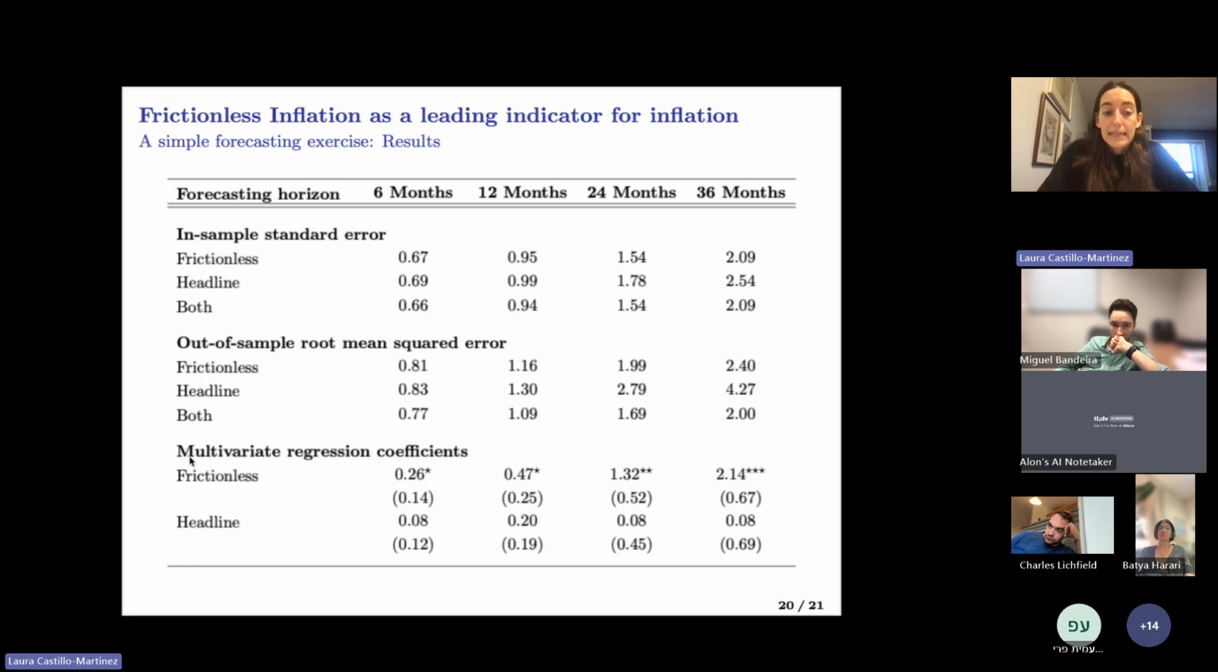The last exercise is more of a horse race. We're just going to be reporting the coefficients, what the numbers are, and in particular the significance level, whether they're statistically significant or not. And what we find here is that frictionless is always significant, whereas headline is not. And the significance level increases as we expand the forecasting horizon. So altogether, frictionless does better than headline, and how much better it is increases with the forecasting horizon. That's the biggest takeaway from this exercise.